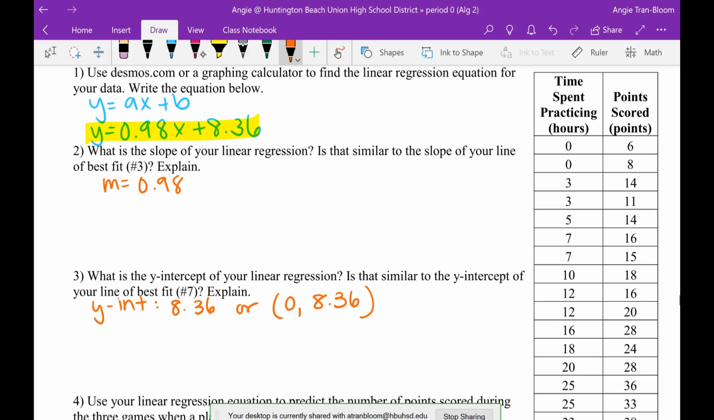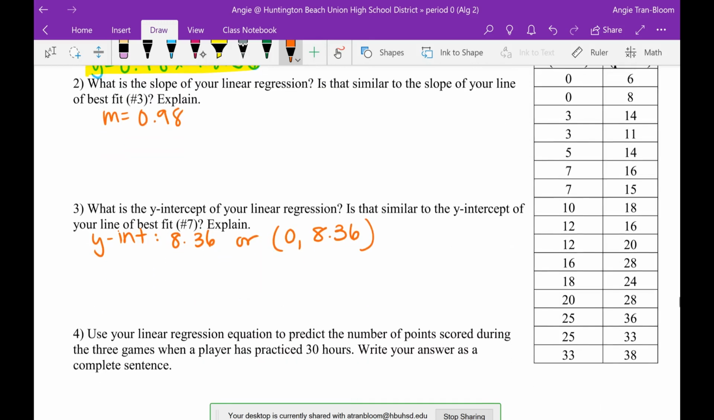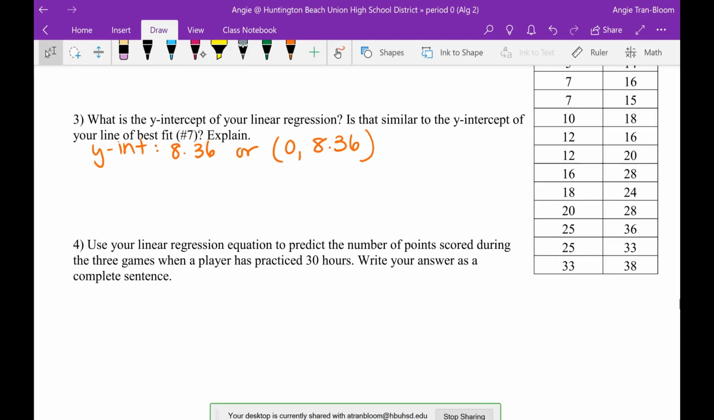On these two parts, as you can see, the second half of number 2 said, is that similar to the slope of your line, the best fit, or number 3? We're going to come back to this tomorrow, because tomorrow is going to be a continuation of this same set of notes. Because tonight you have to do this by hand, and then tomorrow we'll come back and compare. Okay? So the second half of these questions will come back tomorrow.